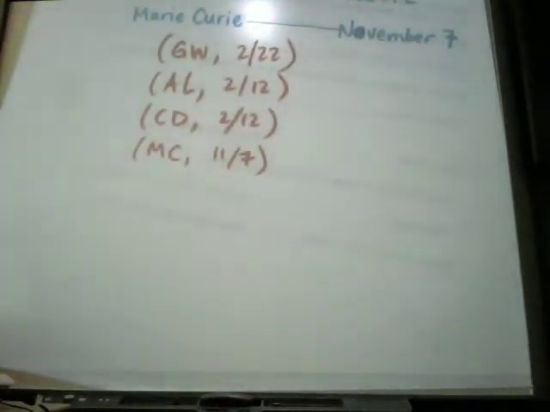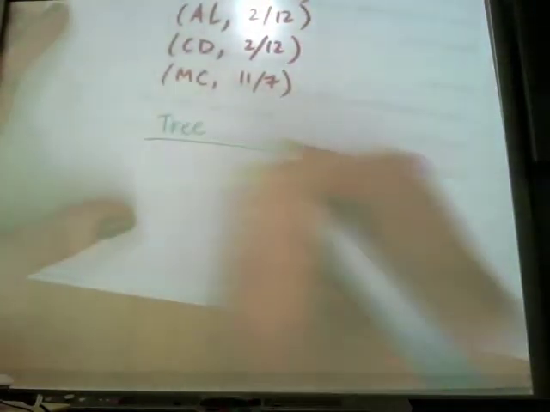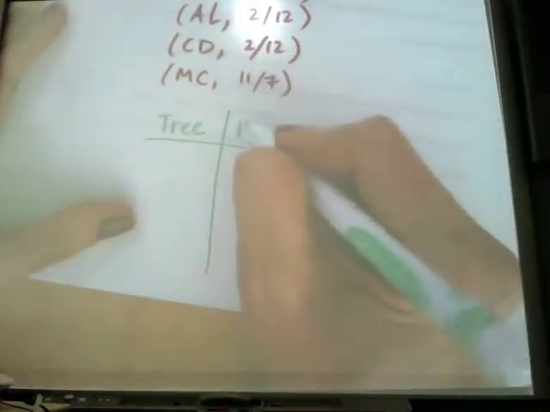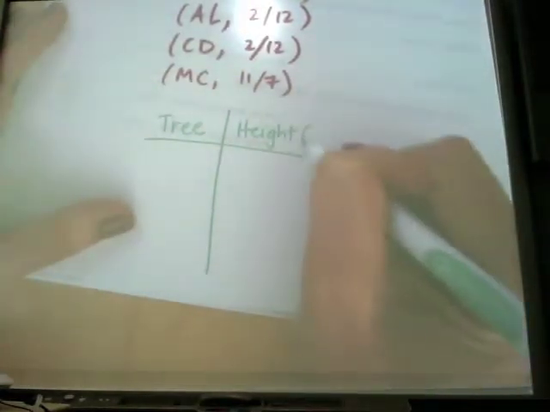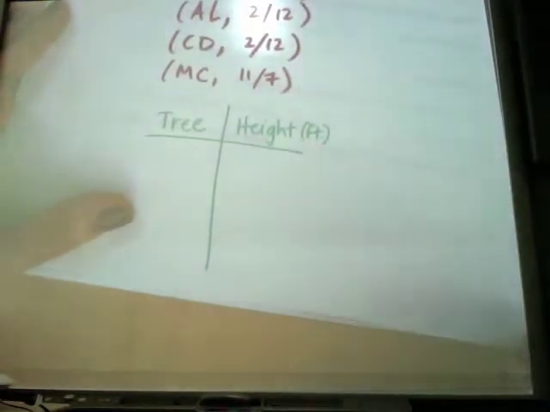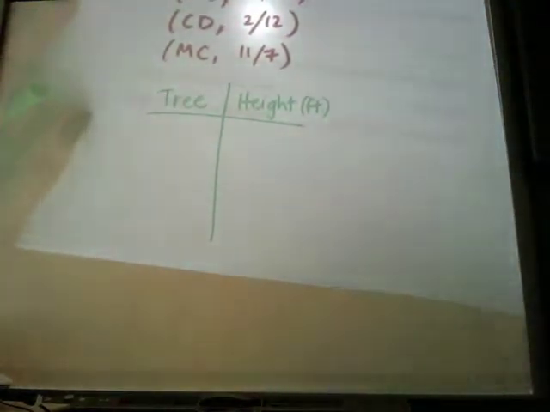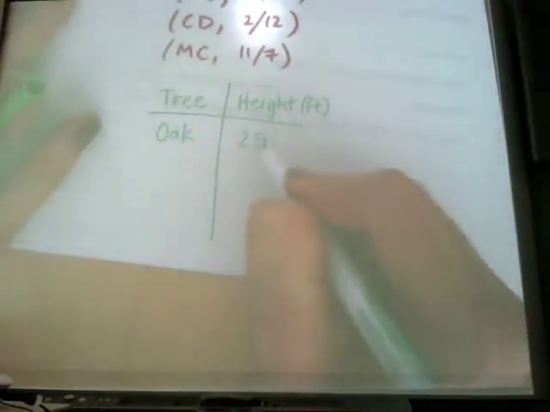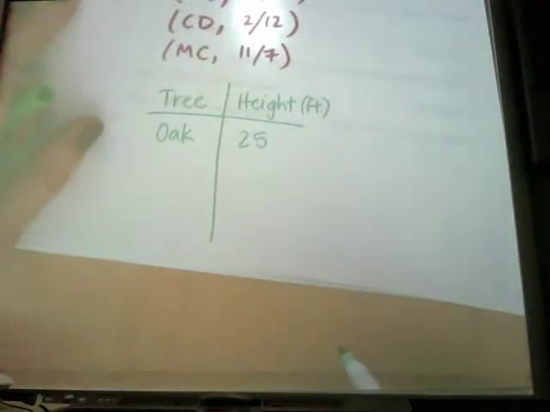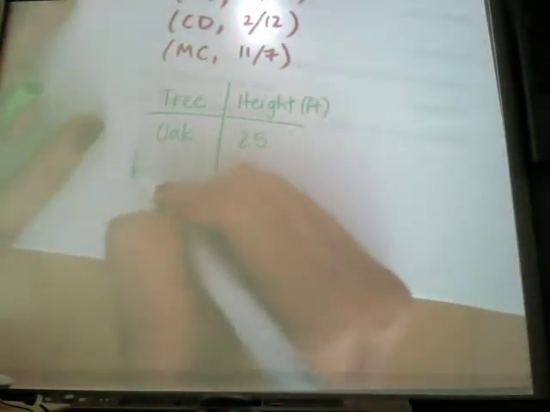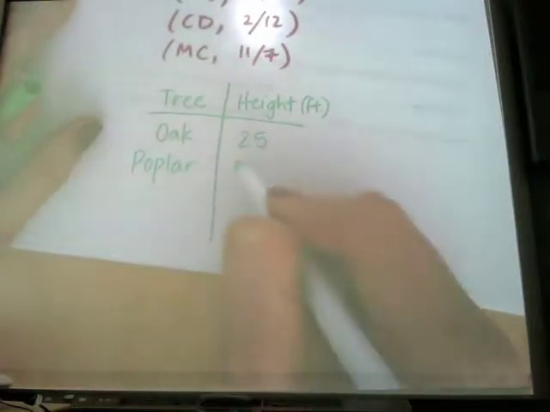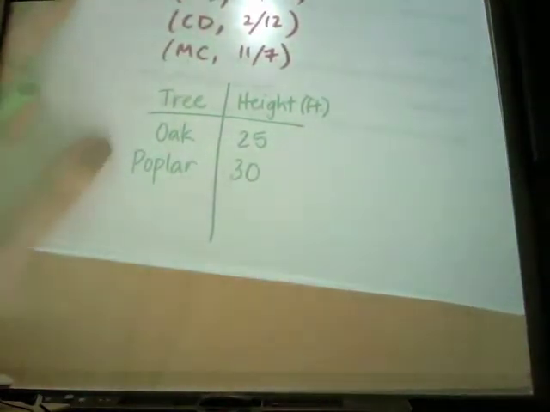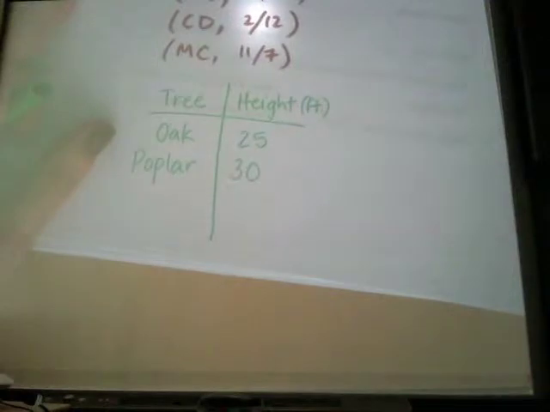Next example. Instead of like that, maybe we have a chart where we have different kinds of trees and their height in feet. So let's say the oak tree out in the yard, we don't have one, but if we did, and we measured it and it was 25 feet. And we had a poplar tree, and it was taller. Could there be more than one output? No, there can only be one height per tree.